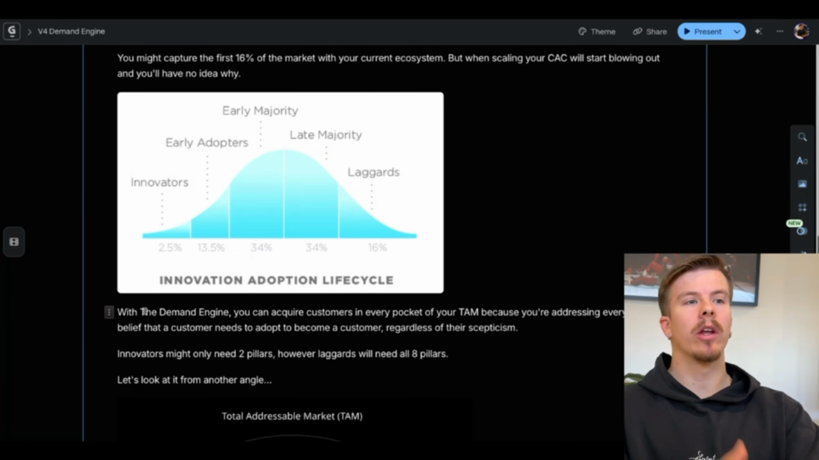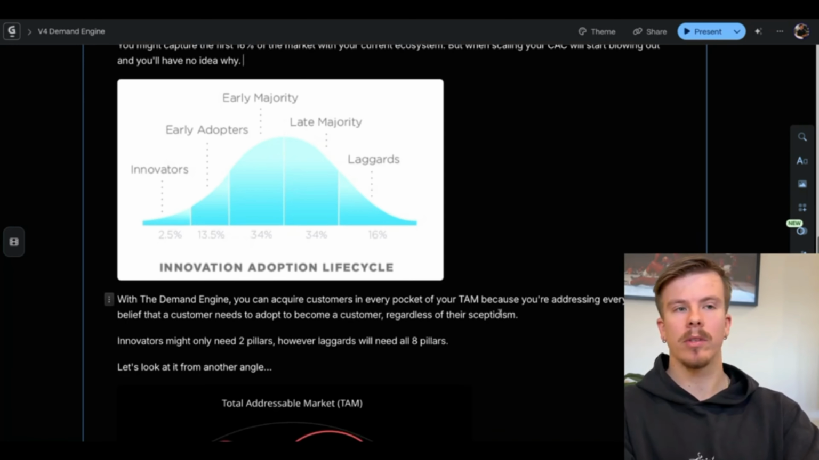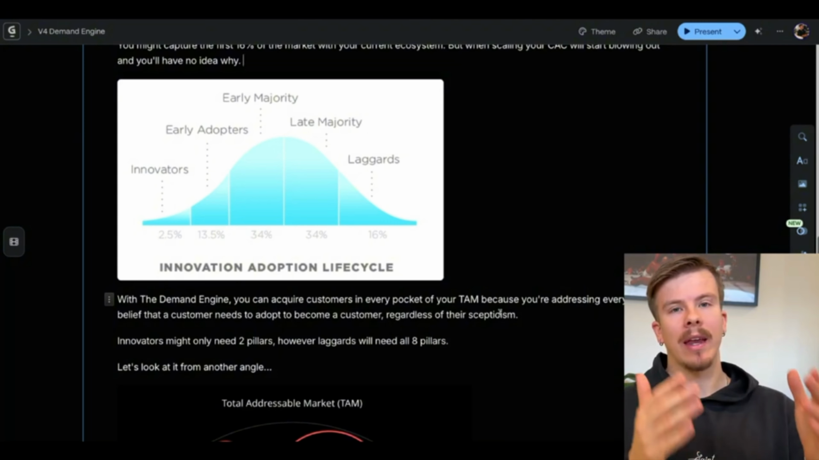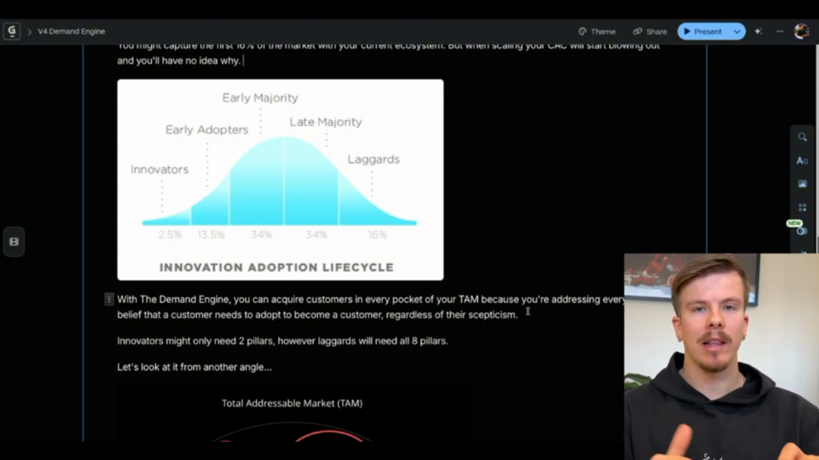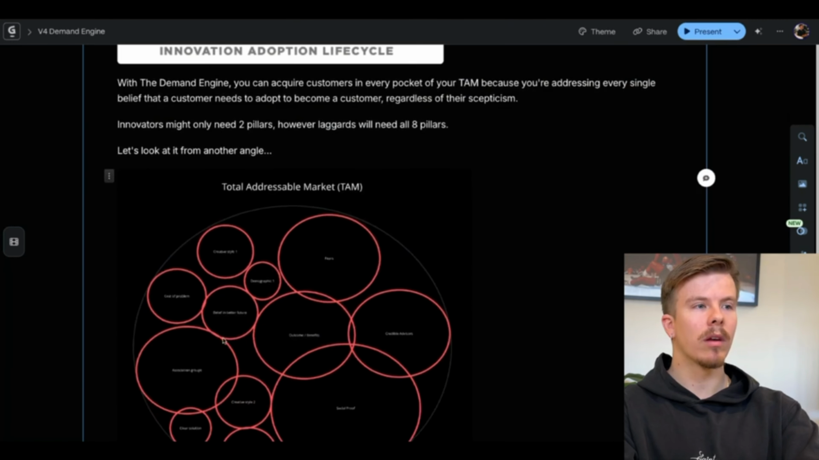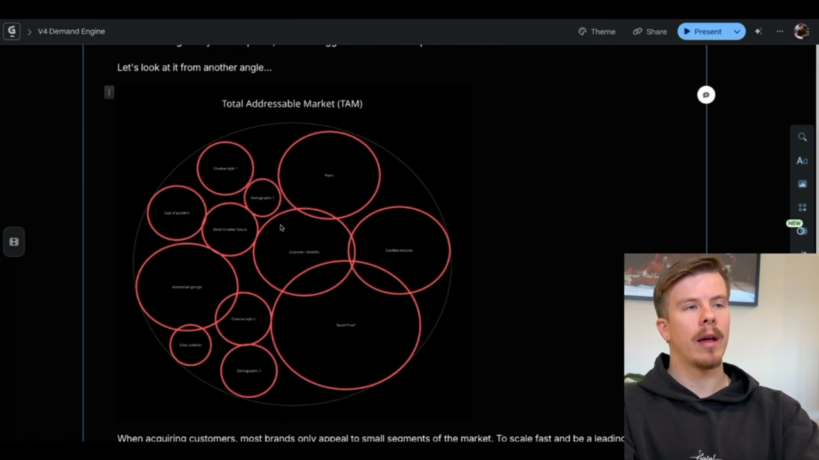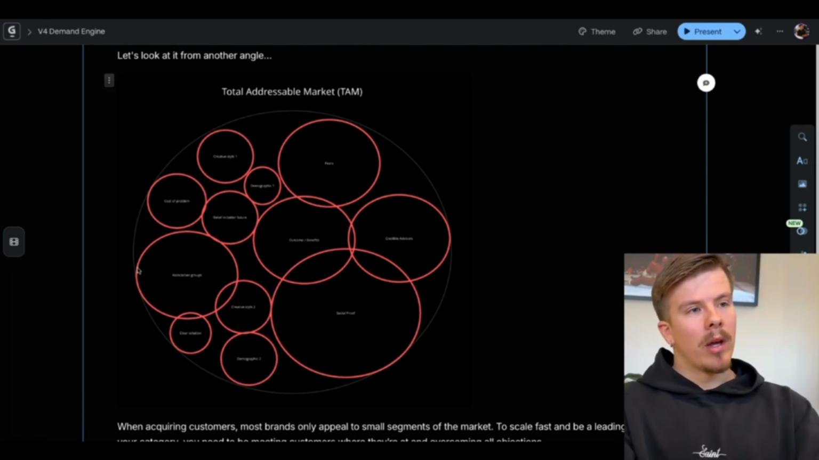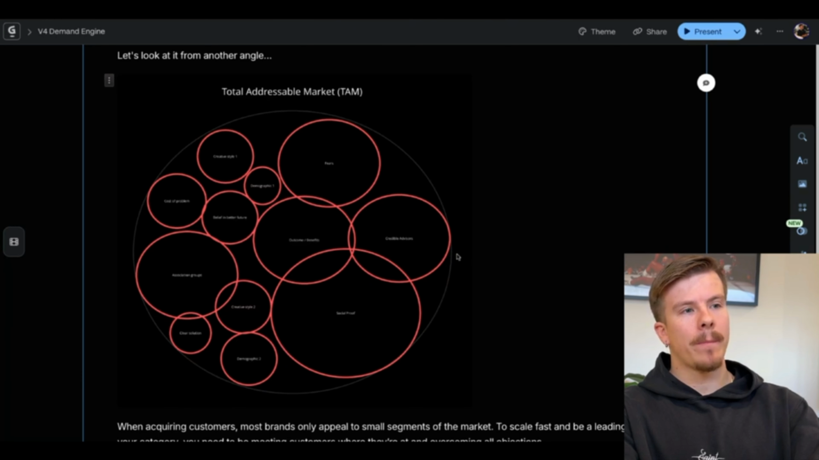With the demand engine, you can acquire customers in every pocket of your TAM, your total addressable market, because you're addressing all the beliefs that they have that they need to adopt to become a customer, regardless of their level of skepticism. And when you do that at volume, you can acquire customers more efficiently, even those harder to acquire ones, right? Let's look at this from more of a TAM map. So when acquiring customers, you might be only attacking a small segment of the market with your current marketing ecosystem, right?